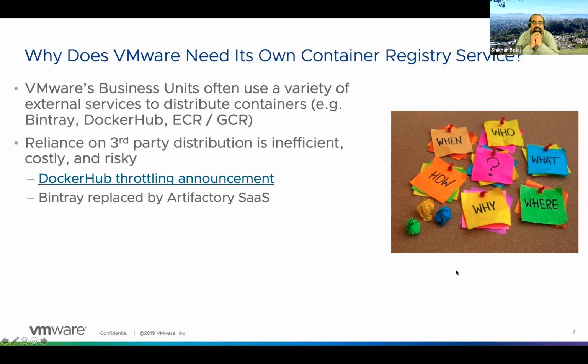As a result, this reliance on third-party distributions has lots of issues. It's inefficient because we are not able to standardize. Obviously, many of these services are commercial, so they cost money, and probably the biggest issue is that it adds risk to the overall business.